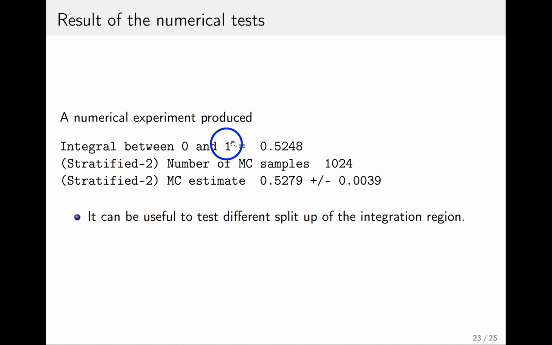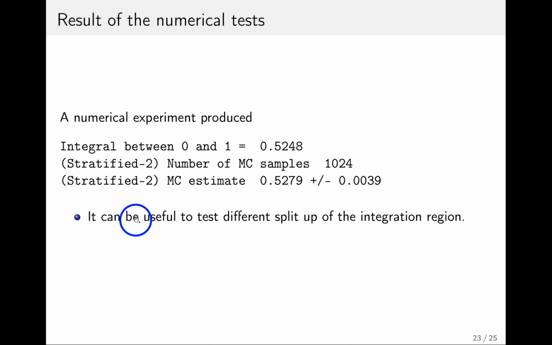Okay, so the integral between 0 and 1 using the quad function, which doesn't use random numbers, is 0.5248. And then with the stratified estimate, we get 0.5279. It's consistent with the more accurate number for integration, and we get a reasonable error. I think if we look back, the actual importance sampling, using numbers from the 1 plus x squared probability distribution, is more accurate.